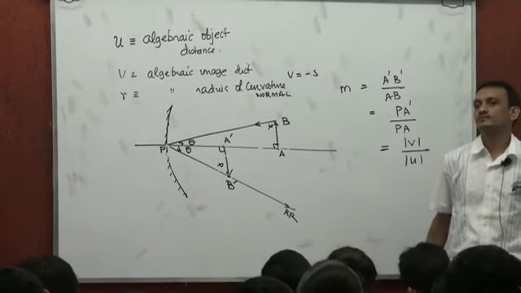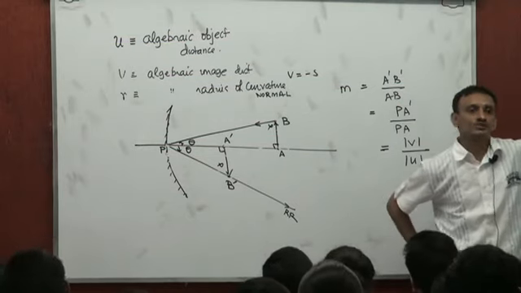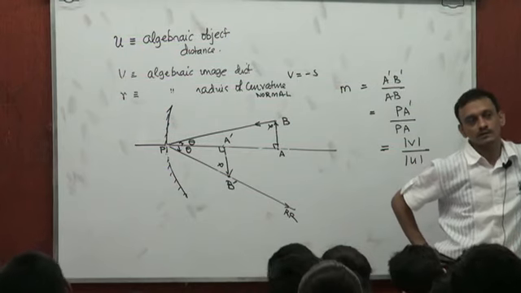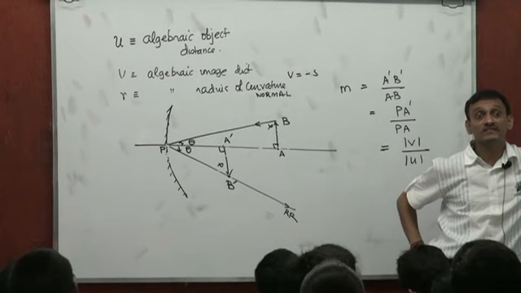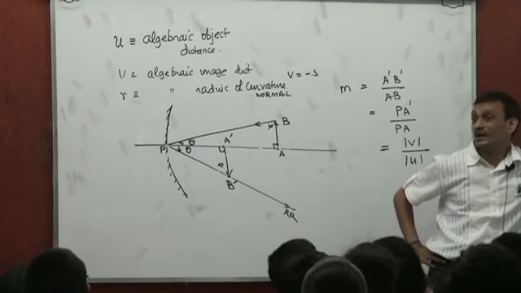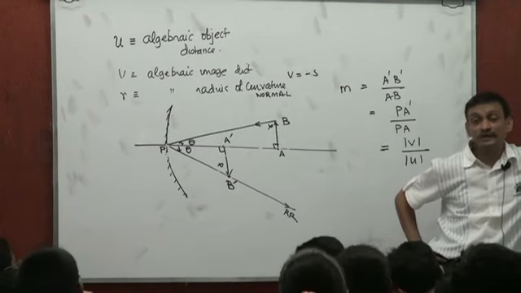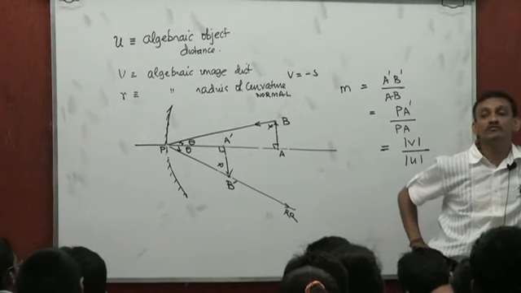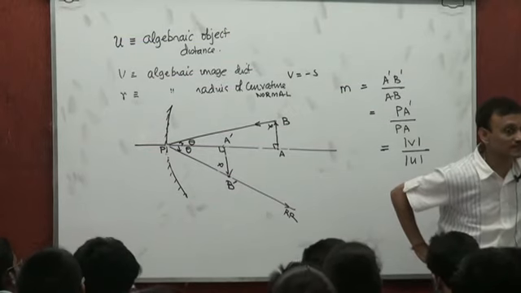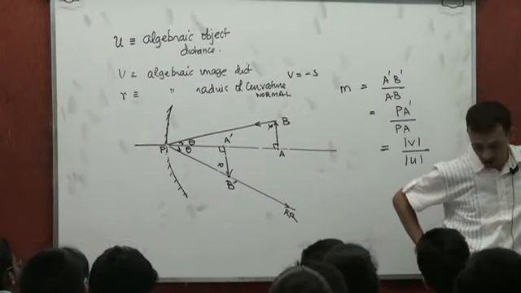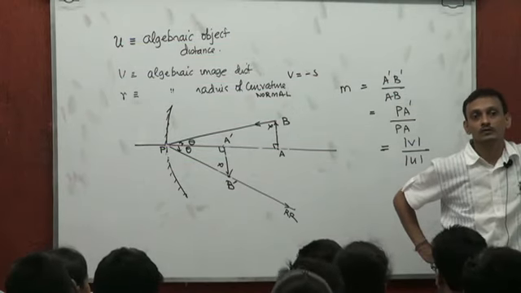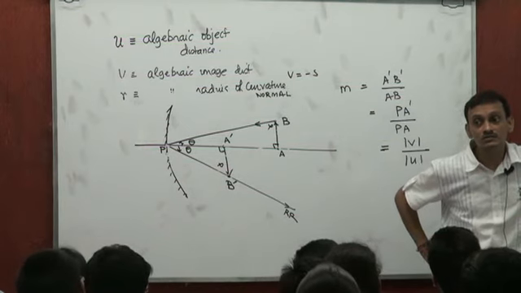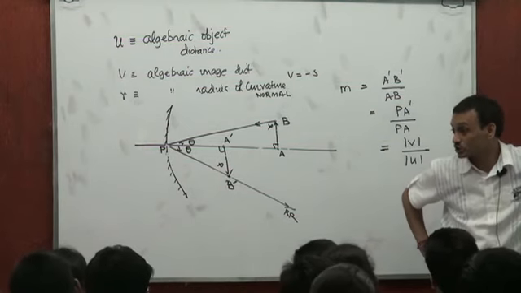Some books would do some very unnecessary things. They would write magnification along with a sign. They would say algebraic V by U, and they would try and give meaning to a sign of magnification in terms of the nature of the image. That is wrong. Don't even look at that prospect of assigning signs to magnification.